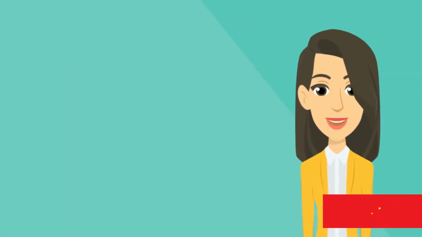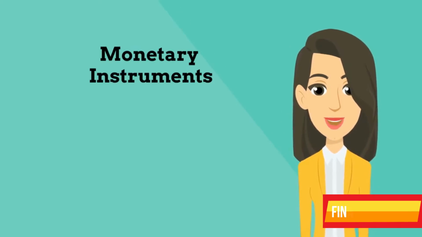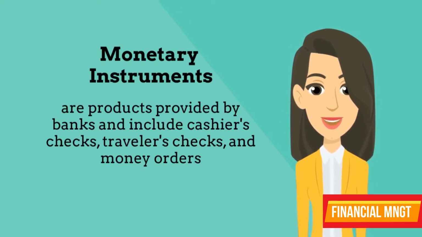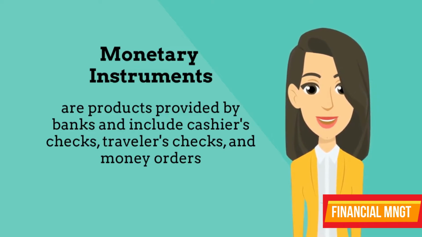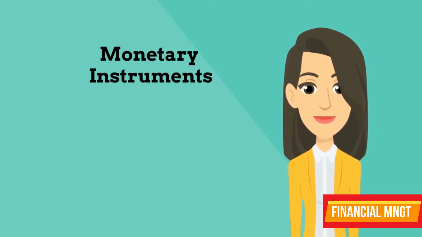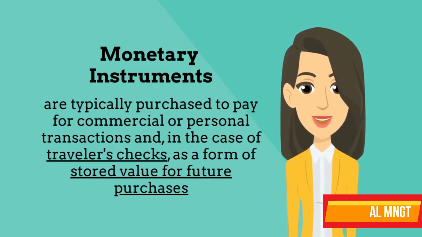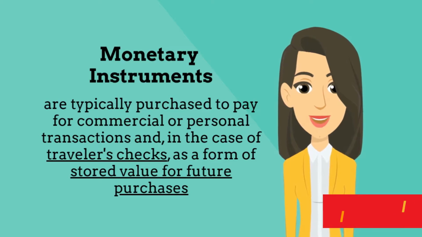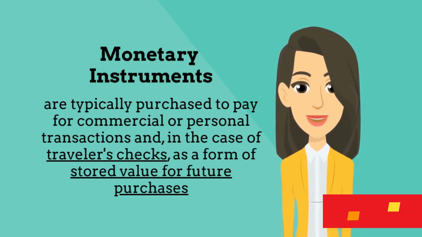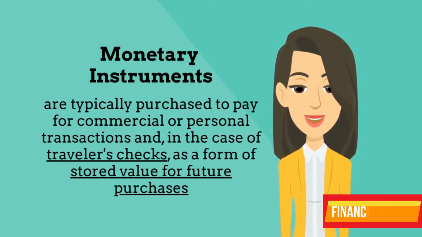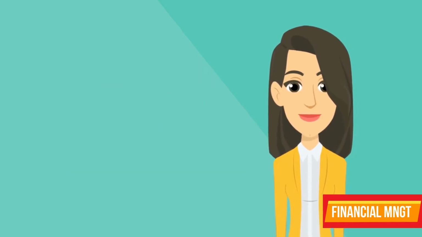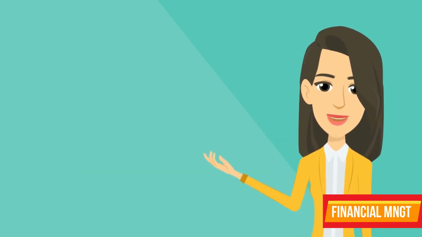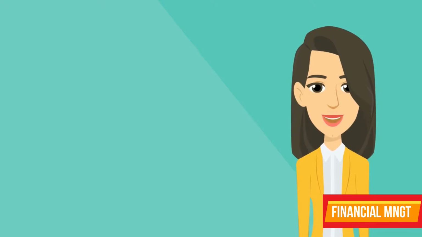Let us start with the monetary instruments. Monetary instruments are products provided by banks and include cashier's checks, traveler's checks, and money orders. Monetary instruments are typically purchased to pay for commercial or personal transactions and, in the case of traveler's checks, as a form of stored value for future purchases. Let's go and see some examples of monetary instruments.